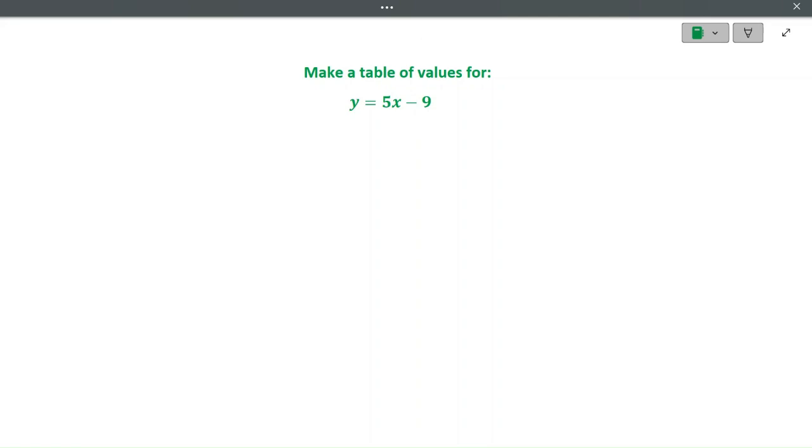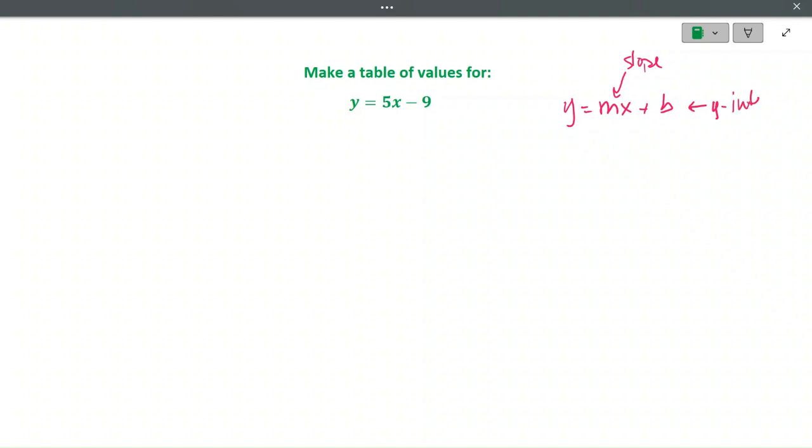Today we are making a table of values for the equation y equals 5x minus 9. If you did not already know, this is a linear equation. That means that this forms the line of a graph. It also means that we normally write it in this form, y equals mx plus b, where m is our slope and b is our y-intercept.